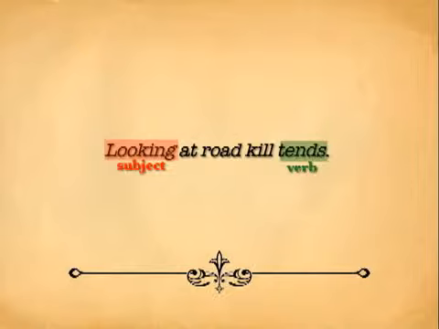Complete sentence is also sometimes referred to as a main clause or an independent clause. Independent means it can stand on its own as a complete sentence. So to have a complete sentence, you must have all three components. So let's look at an example that has a subject and a verb, but it's lacking a complete thought. Looking at roadkill tends. Tends to what is the question? The reader's left hanging. We know that something else needs to be there, but we don't know what it is. So for instance, to make sense, you need to add the last part of the sentence. Looking at roadkill tends to disgust me.